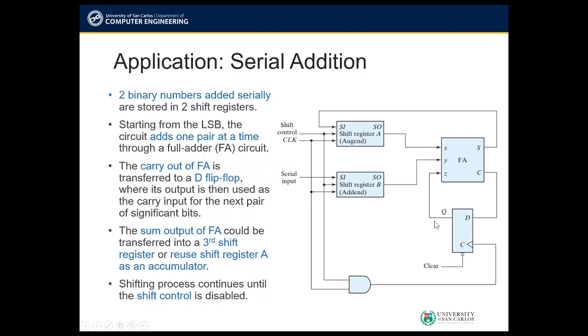Now let's go to another application of shift registers. So we have here serial addition. Operations in digital computers are usually done in parallel because that is a faster mode of operation. Serial operations are slower because a data path operation takes several clock cycles. But serial operations have the advantage of requiring fewer hardware components.